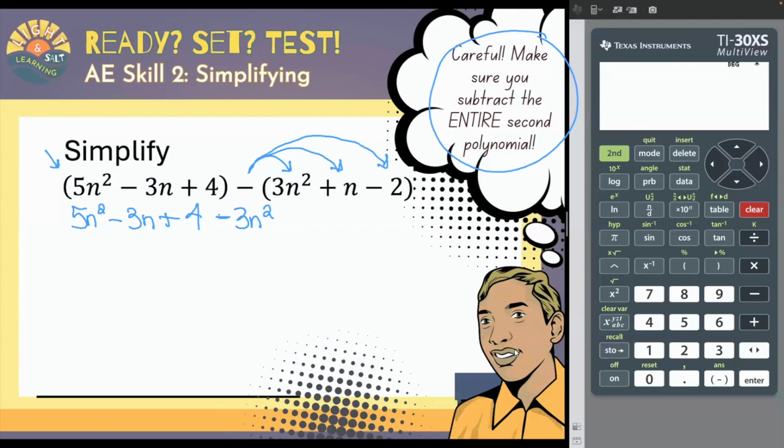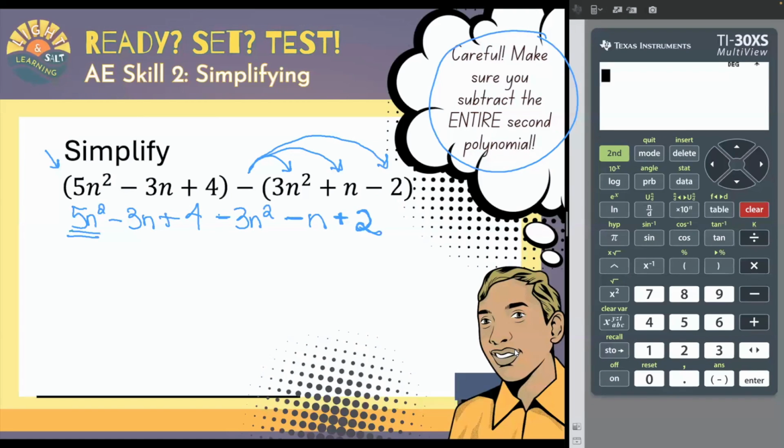The plus n will now be a minus n, and the minus 2 will now be a plus 2, because when you subtract a negative, that is the same as addition. And now we've done away with the parentheses legally. Now we can go ahead and combine like terms.